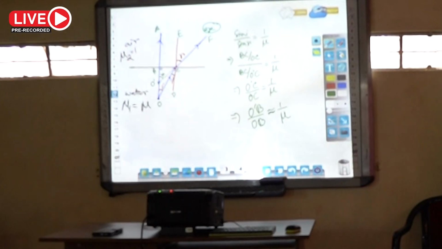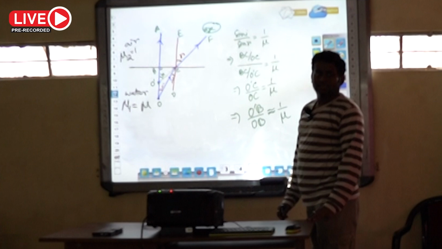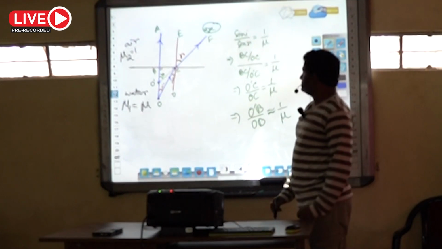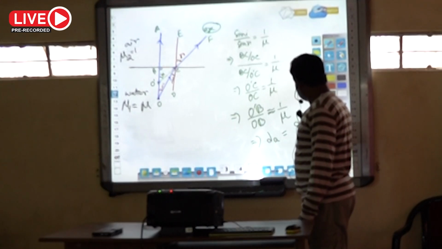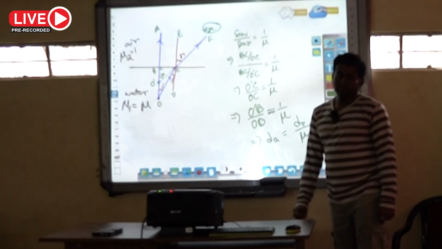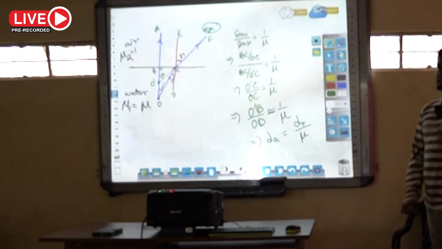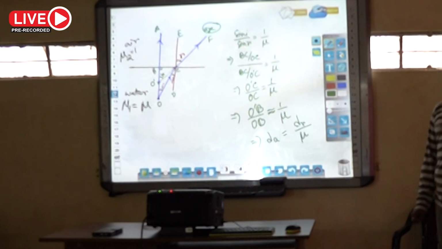So in that case, O prime B by OB will become 1 by mu. Then O prime B means apparent depth and OB means real depth from the water surface. So we get the formula that apparent depth equals real depth by mu inside the denser medium. So anything inside water, when we see from outside, appears to be shifted up. Sorry, apparent depth is less than the real depth.